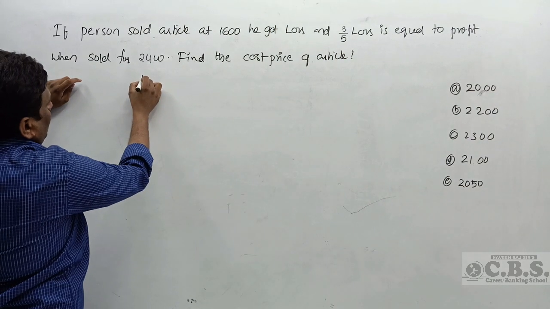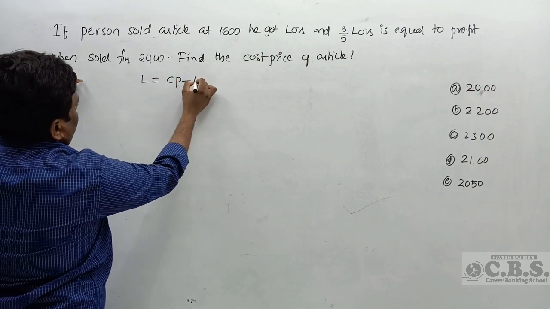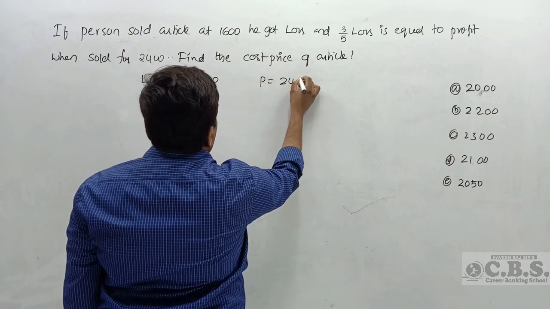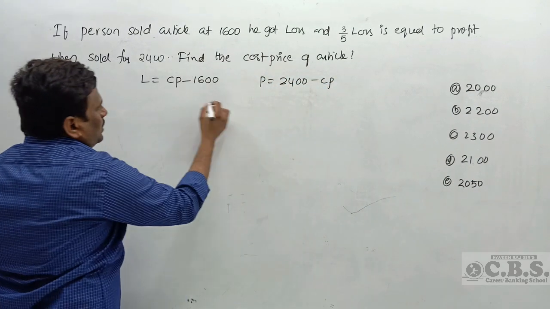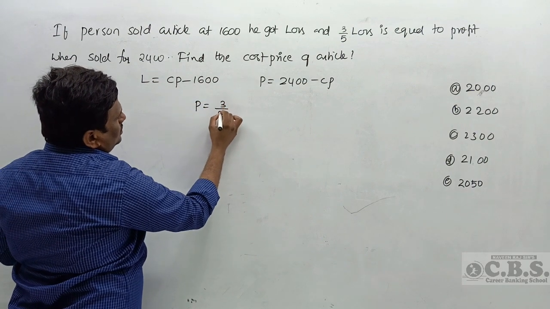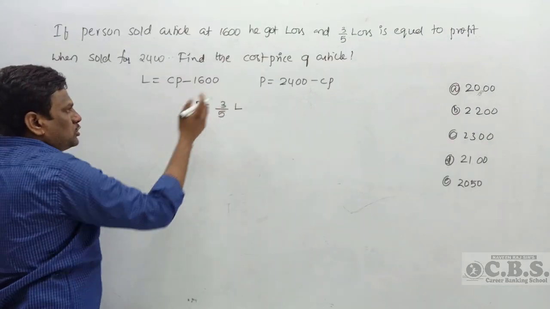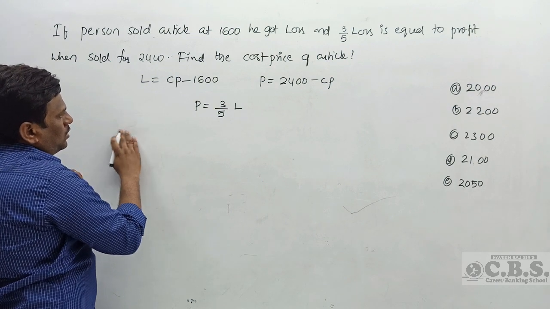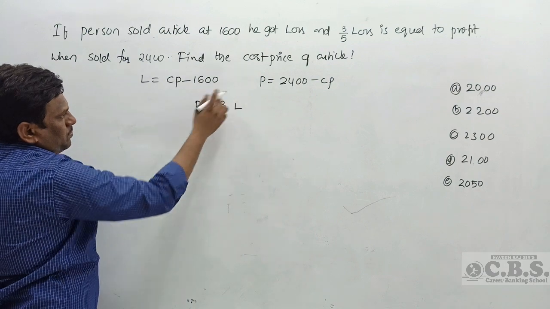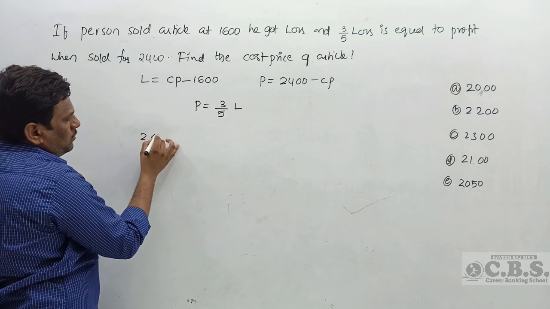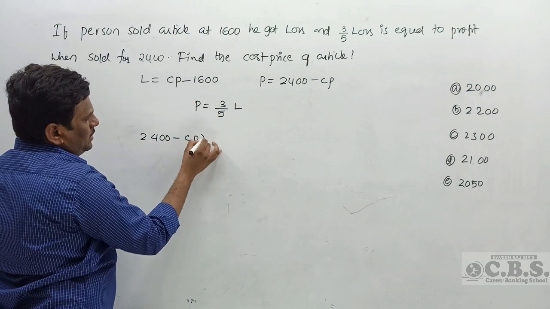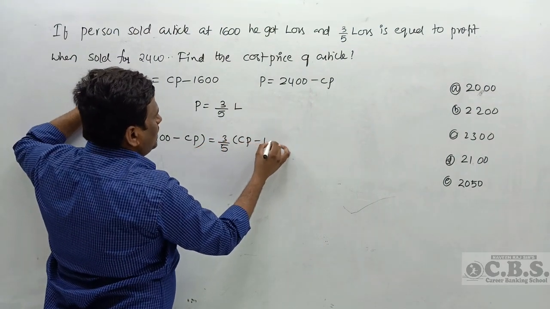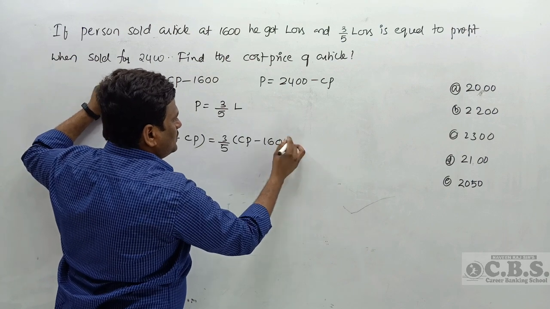Okay, so here loss is equal to cost price minus first selling price, 1600. Here profit is equal to 2400 minus CP. Profit is specifically mentioned as 3/5 of loss. I substitute into that equation. So profit: 2400 minus CP is equal to 3/5 of loss, and loss is how much? CP minus 1600.